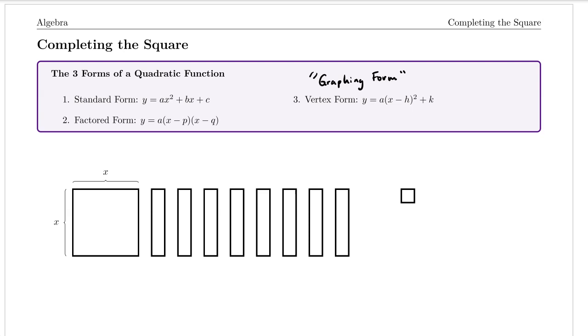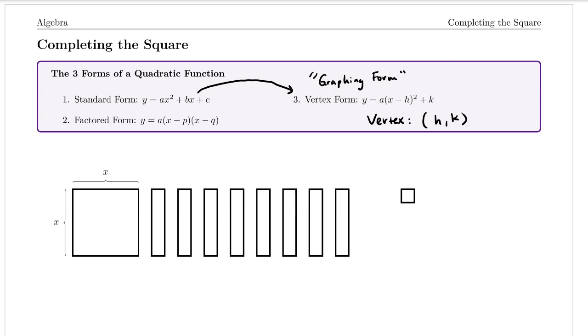Now, why might we want to switch between forms? Well, vertex form is nice because it's helpful for graphing, and it's helpful because when it's in vertex form, we can read off the vertex being the point h comma k. It's also nice because we can look at the leading coefficient, which is a, and it will tell us if our parabola is opening upwards or downwards, depending on whether a is positive or negative. So completing the square, it turns out, is the process of taking a quadratic in standard form and converting it into vertex form.